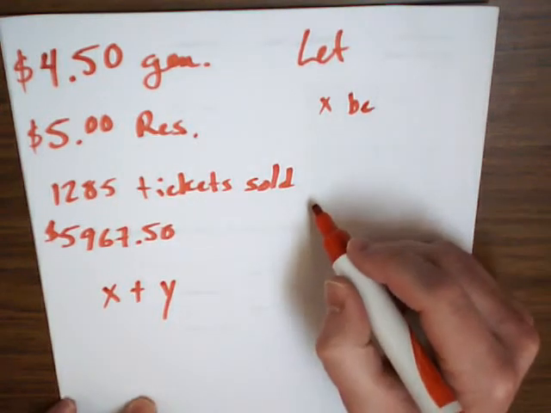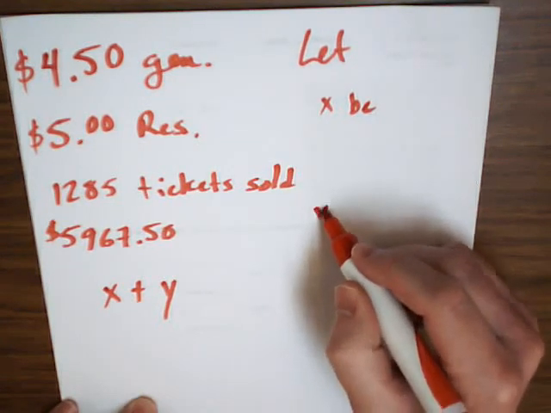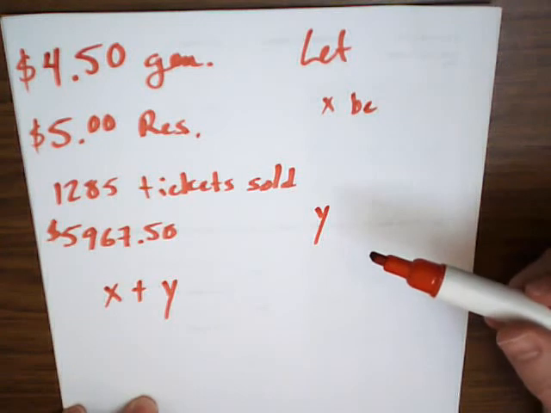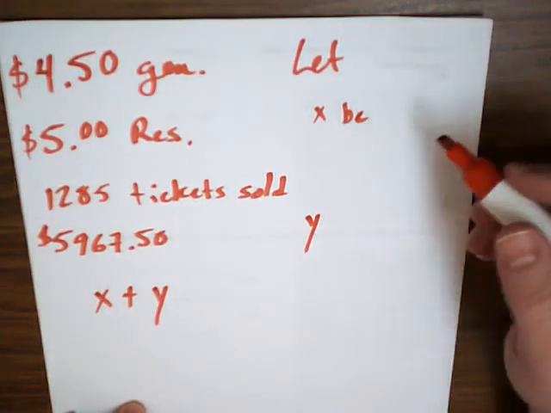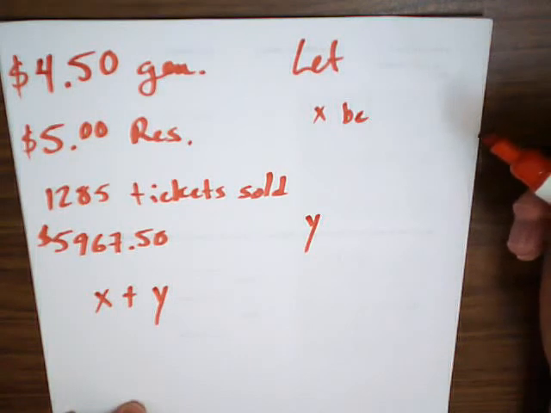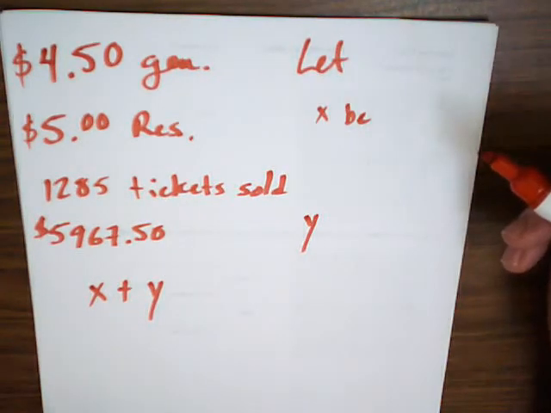Okay, you're going to say that X is dealing with the general admission tickets, and Y is dealing with the $5 tickets. Okay, so how do we want to word that? You can't just say X is 450, and you were really close to it. So how do you want to try to word that?